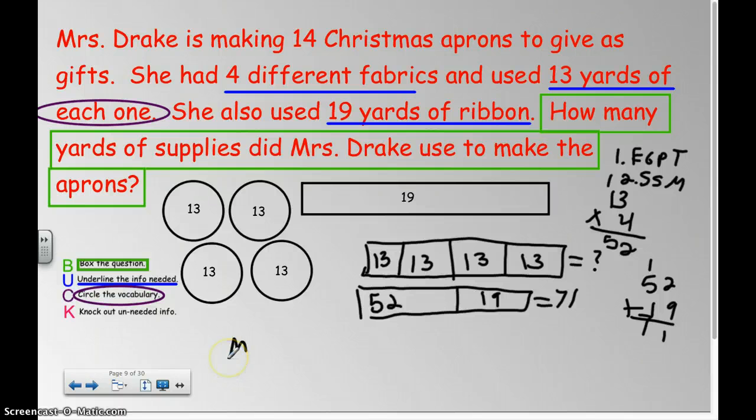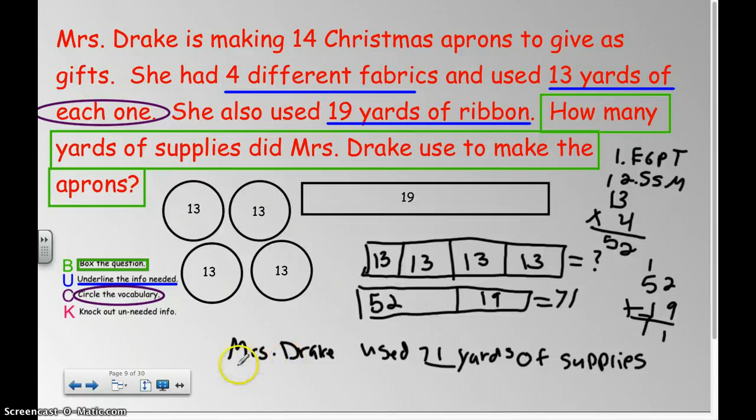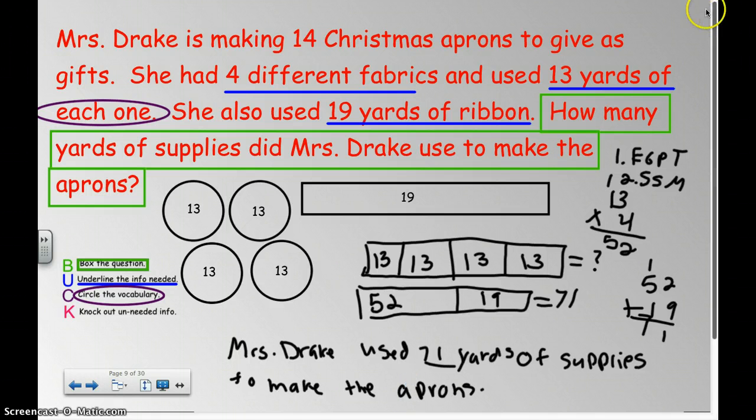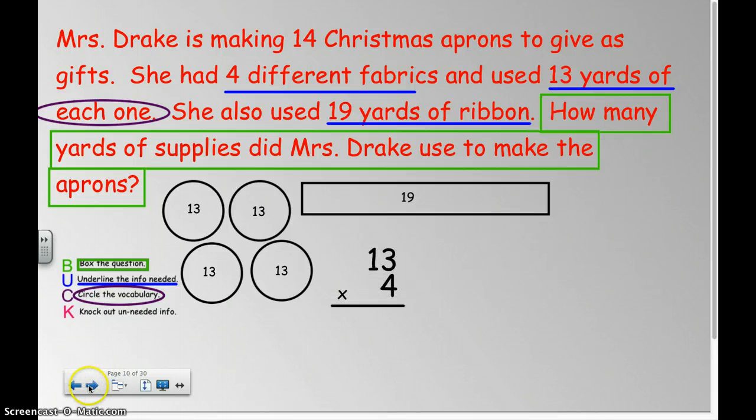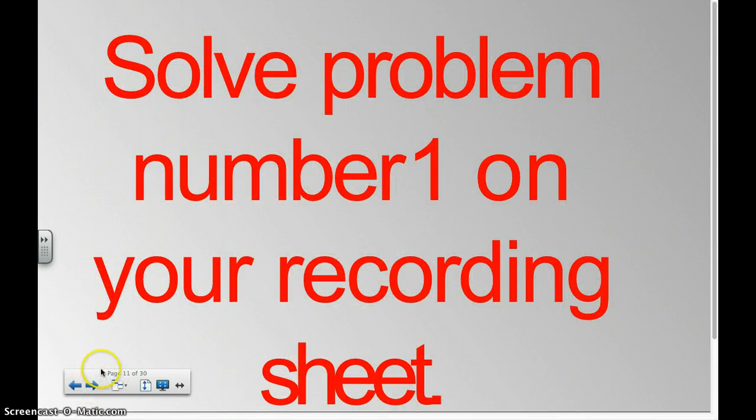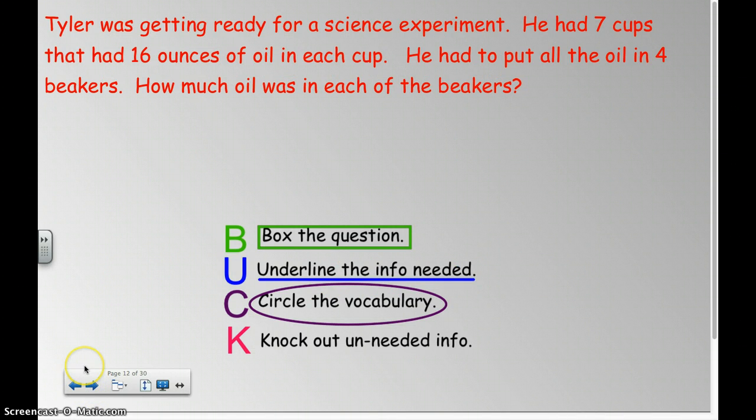So I would say Mrs. Drake used 71 yards of supplies to make the aprons. Period. I already did all of those steps. So now you can solve problem number 1 on your recording sheet. I'm going to move on to problem number 2.